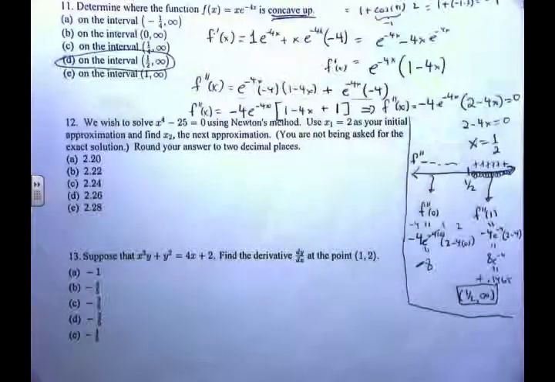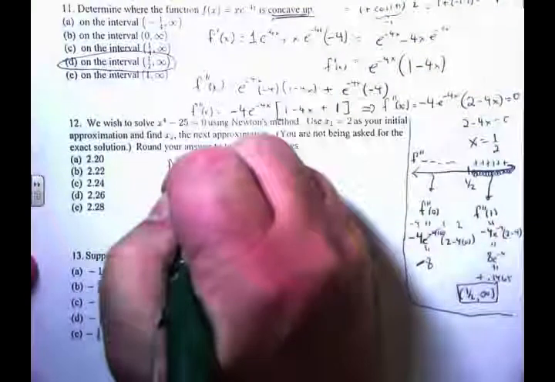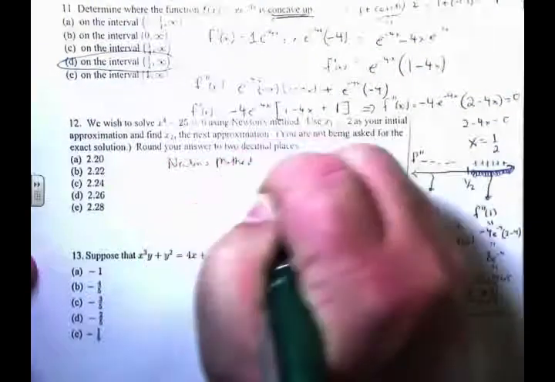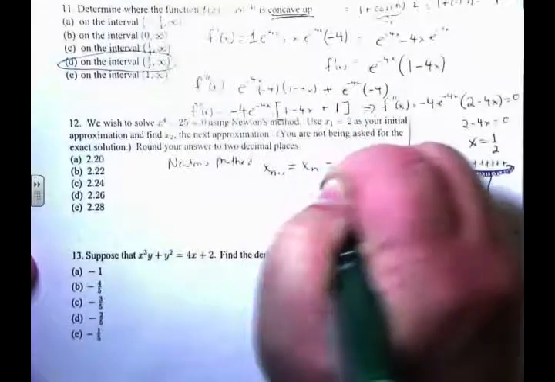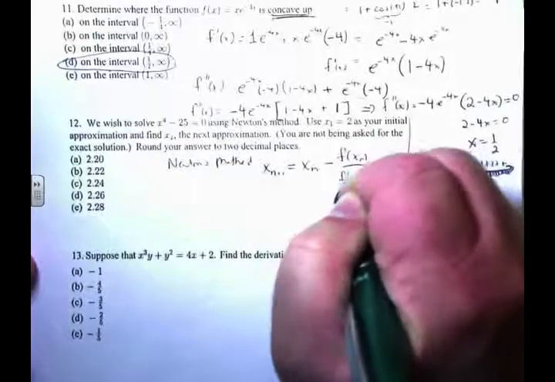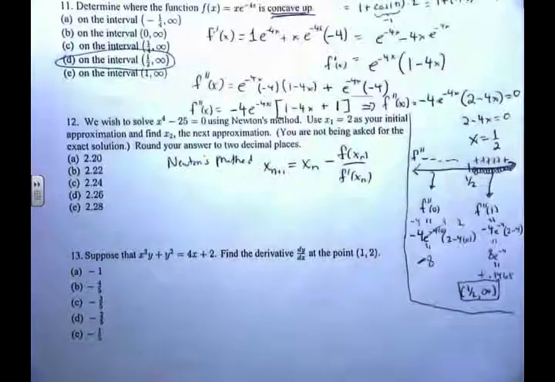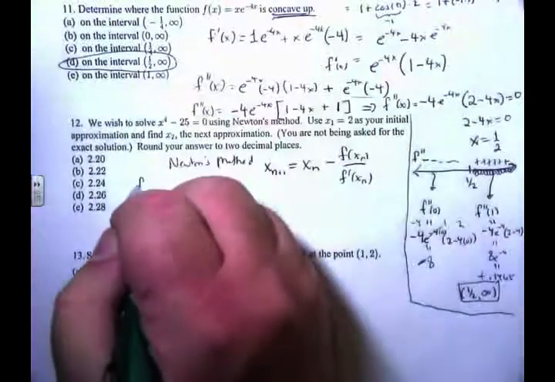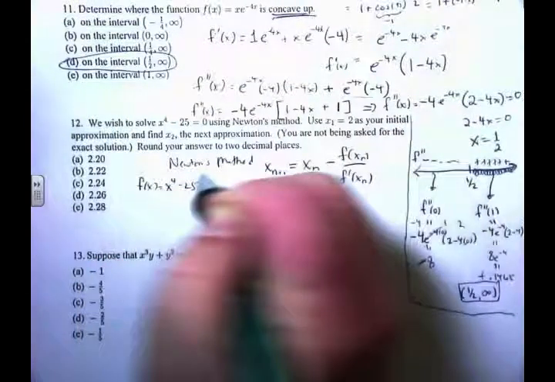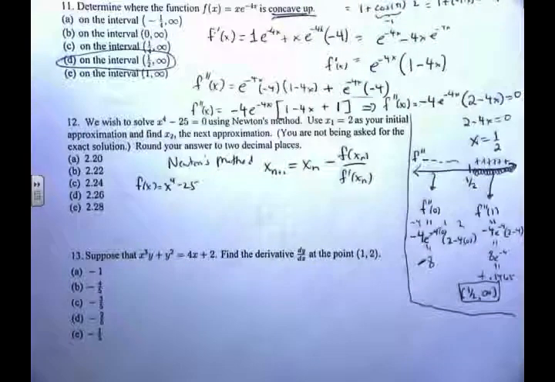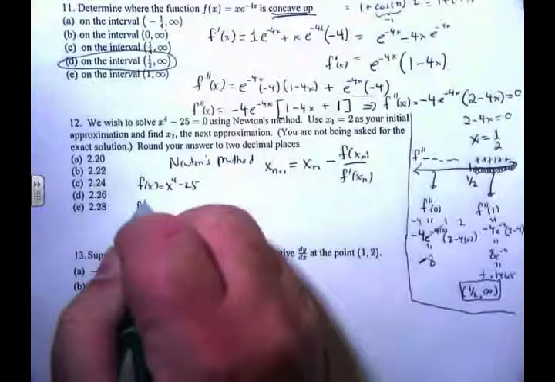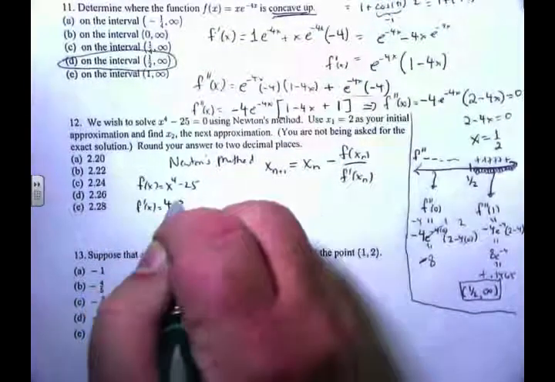You're not being asked to find the exact solution. We're asking you to actually just use Newton's method. So what is Newton's method? Newton's method is x n plus 1 is equal to x n minus f of x n divided by f prime of x n. Again, right off of your last test. On this problem, f of x is equal to x to the fourth minus 25. Remember, with Newton's method, you always set the function equal to 0. That's what sets up the function. The next one is the derivative. That'll be 4x cubed.